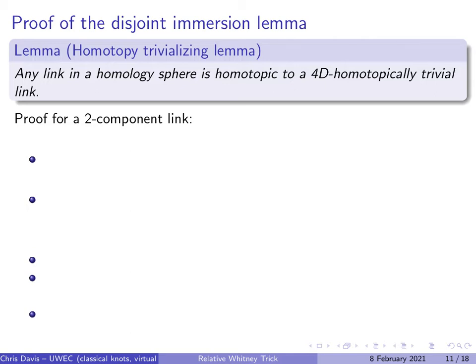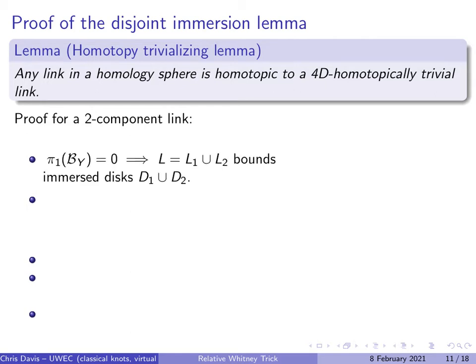First I'll give the proof in the case of 2-component links, then I'll give the proof for 3-component links. Once you know the proof for 3-component links, you'll have a pretty good idea what the proof for n-component links should be. So, step 1, let's find these immersed disks. The fundamental group of math cal B, the unique contractible four manifold bounded by Y, well, it's contractible, so pi1 is 0. So any link bounds immersed disks in this four manifold.